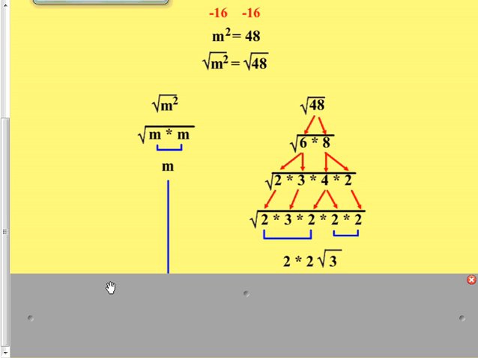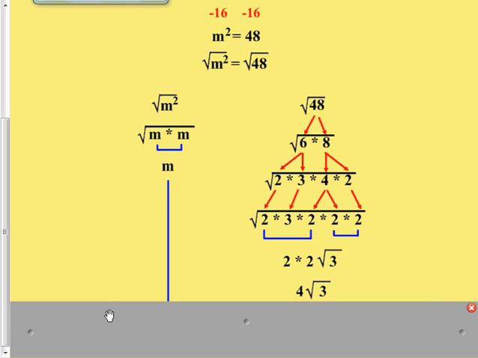However, that poor lonely 3 that was underneath the radical does not have anybody to pair with, so it is going to be stuck underneath the radical. The two 2's that came out are going to multiply together, just like we had on the last problem. That will give you 4 square roots of 3. This will not simplify any further. 3 is a prime number underneath there and did not have anybody to pair with.